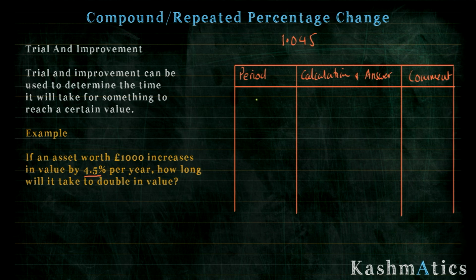So I'm going to try 10 years first. For that I would do 1000 multiplied by 1.045 to the power 10, and I get £1,553. And that's too small. So I'm going to put too small in the comment box. Now I'm going to try 20 next, so that'd be 1000 multiplied by 1.045 to the power 20, and that gives me £2,411, and that is too big.